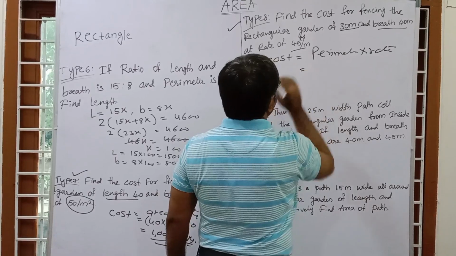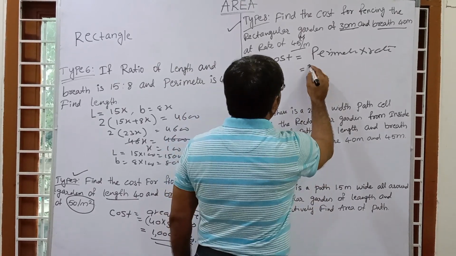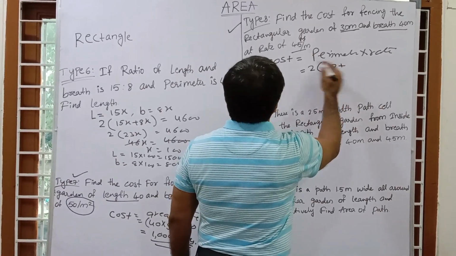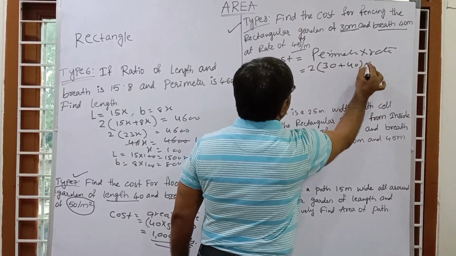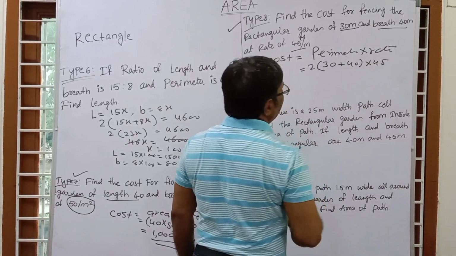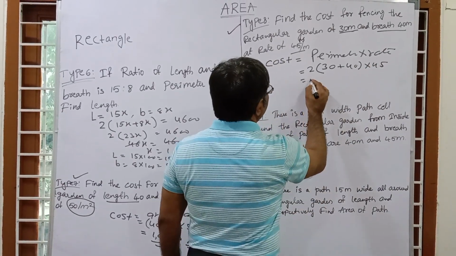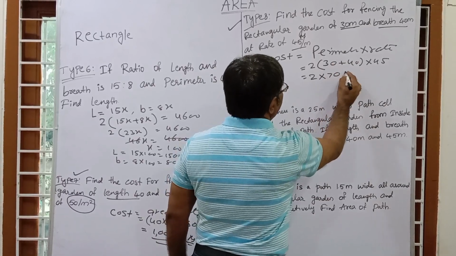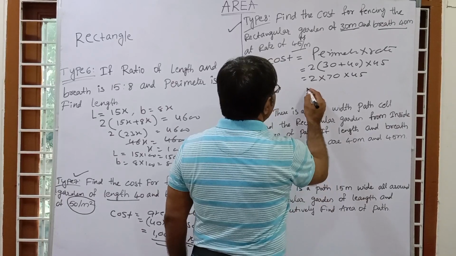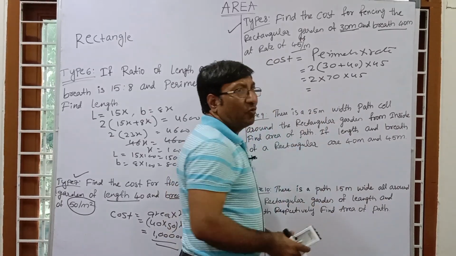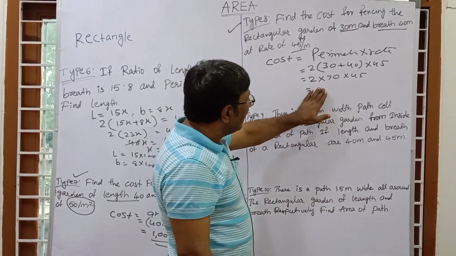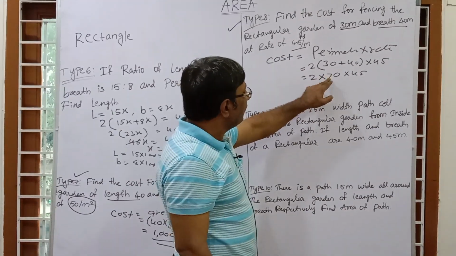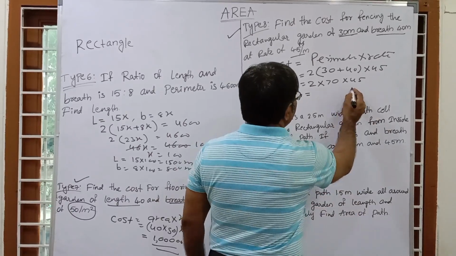So what is the perimeter of a rectangle? 2 into length plus breadth. Here length is given 30 and breadth is given 40, and rate is 45 rupees per meter. So we can solve this question by 2 into 30 plus 40, that is 70, into 45. Now what is the easiest way to multiply this number? Simple number is 2 into 7. Leave this 0. 2 into 7, 14.